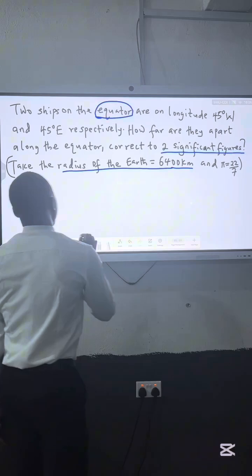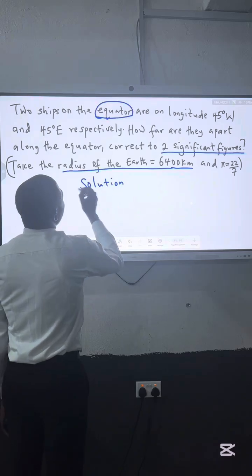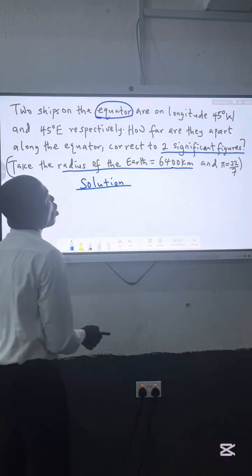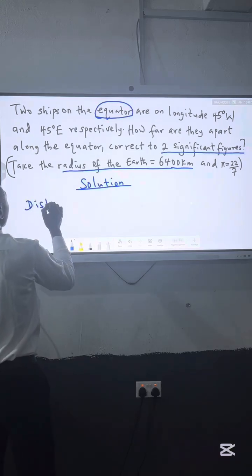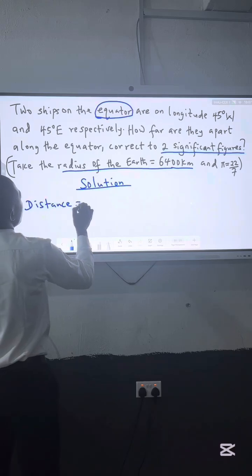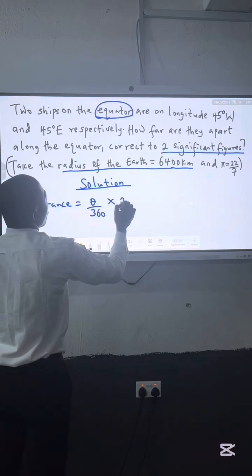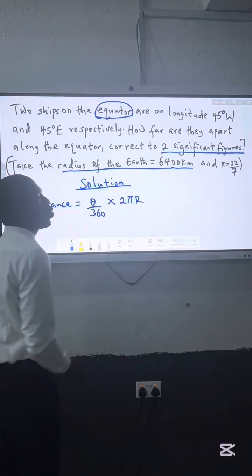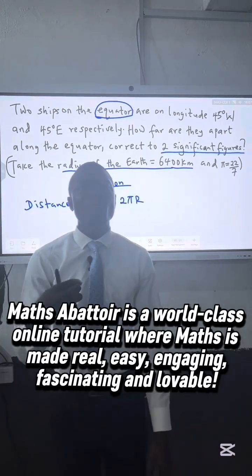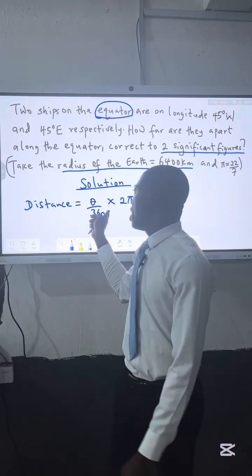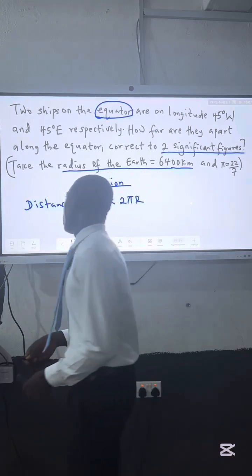Just by seeing equator in the question, we are going to say that the distance between the two ships is equal to theta over 360 multiplied by 2 pi capital R. The capital R is the radius of the earth. We put the value of capital R here, that's the radius of the earth, 6,400 kilometers.